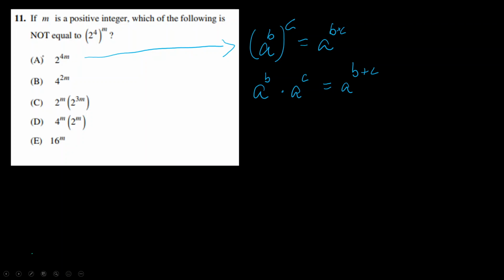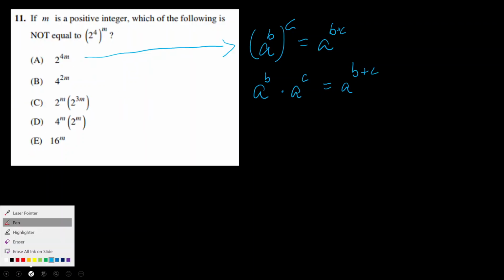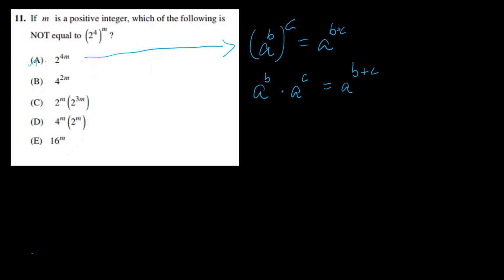So A is equal, so it's not A. We're looking at what's not equal. 4 to the 2m. Well, 2 to the 4 equals 16, and 4 to the 2 equals 16. So that's going to be equal. That's the same thing. Eliminate answer choice B.